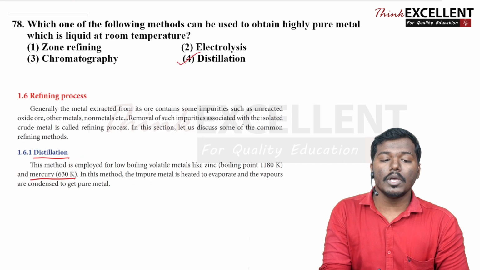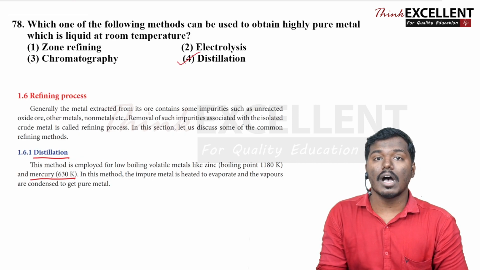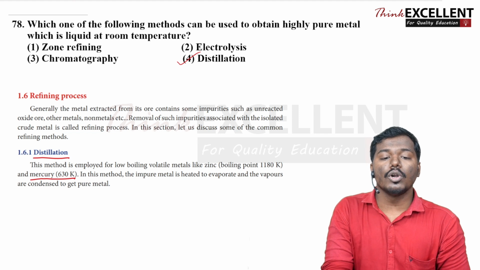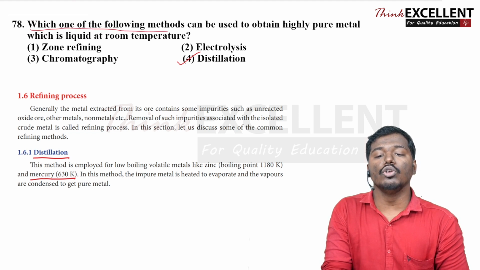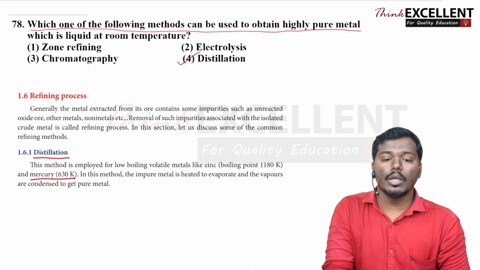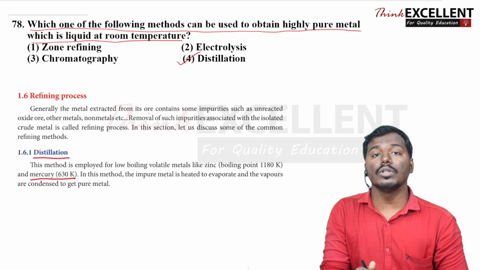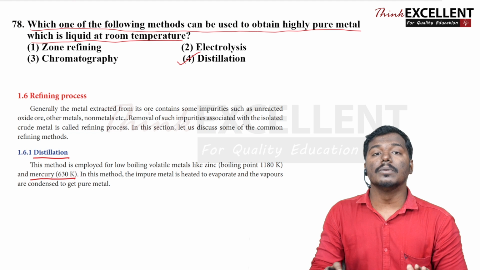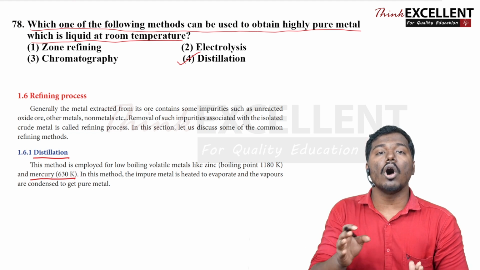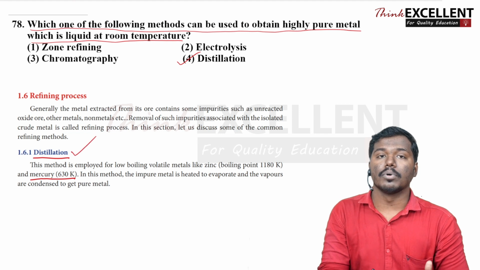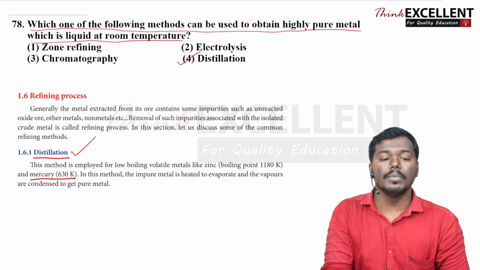Okay, so next we are going to question number 78, which is asked from the metallurgy, a simple question, that is which one of the following methods can be used to obtain highly pure metal which is liquid at room temperature. So we know that the only metal which is liquid at room temperature, you know that it is mercury. So mercury a highly pure metal ah obtain pandradhu, we have studied in the distillation process. So very simple question from the metallurgy.